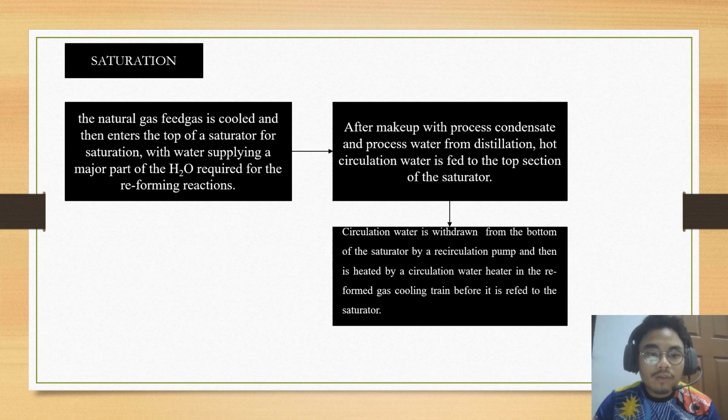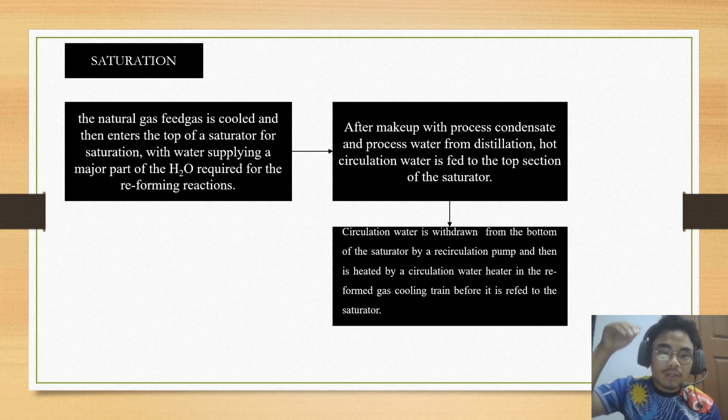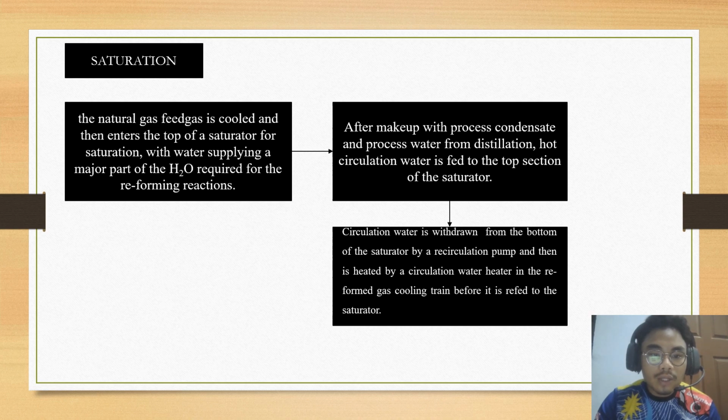The natural gas feed gas is cooled and then enters the bottom of a saturator for saturation with water, supplying a major part of the H2O required for the reforming reaction. After make-up with process condensate and process water from distillation, hot circulation water is fed to the top section of the saturator. Circulation water is withdrawn from the bottom of the saturator by a recirculation pump and then is heated by a circulation water heater in the reformed gas cooling train before it is returned to the saturator.